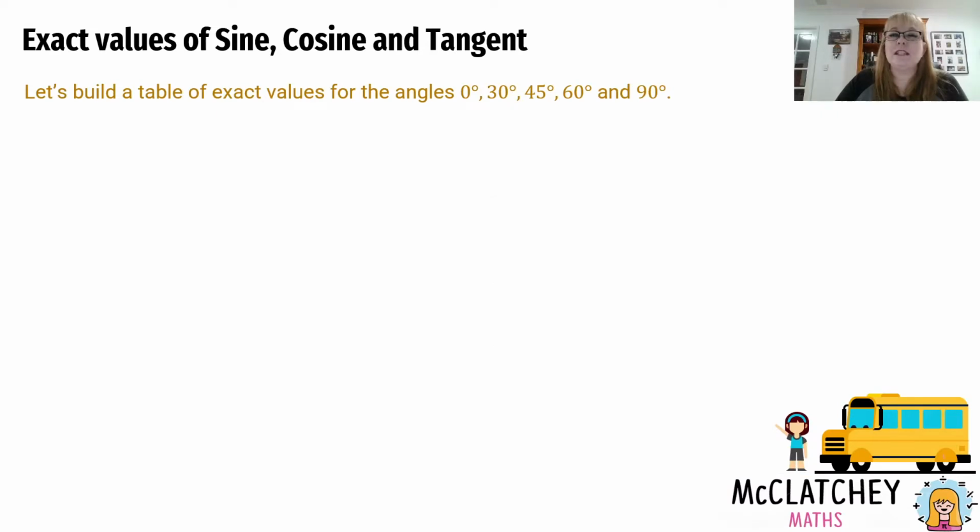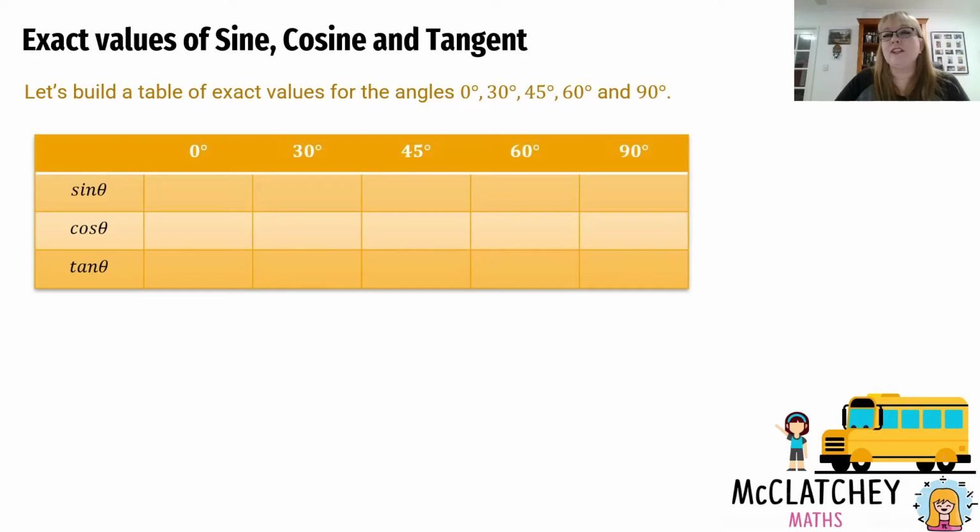So let's firstly talk about how we can build a table of exact values for sine, cosine and tangent. And what I mean by exact values is I'm not using my calculator. I'm using whole numbers that I derive as well as surds. So you would have covered surds potentially in grade 10 as well. Surds are irrational numbers and we represent those as a whole number underneath a square root sign. So we're going to fill out this table together using a couple of geometric diagrams.